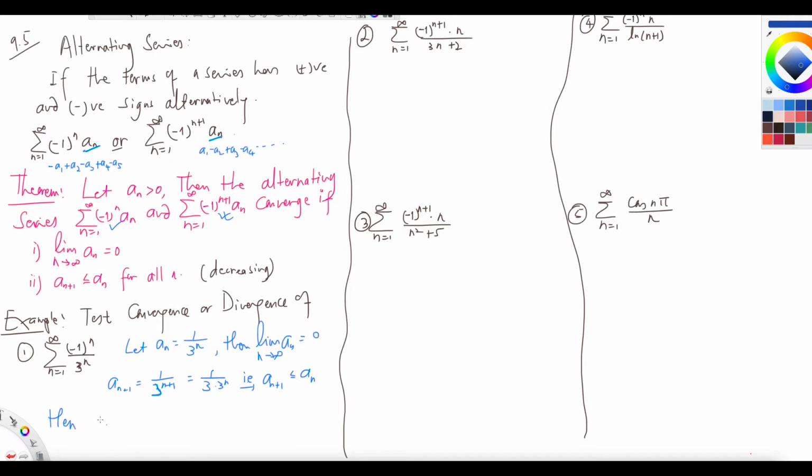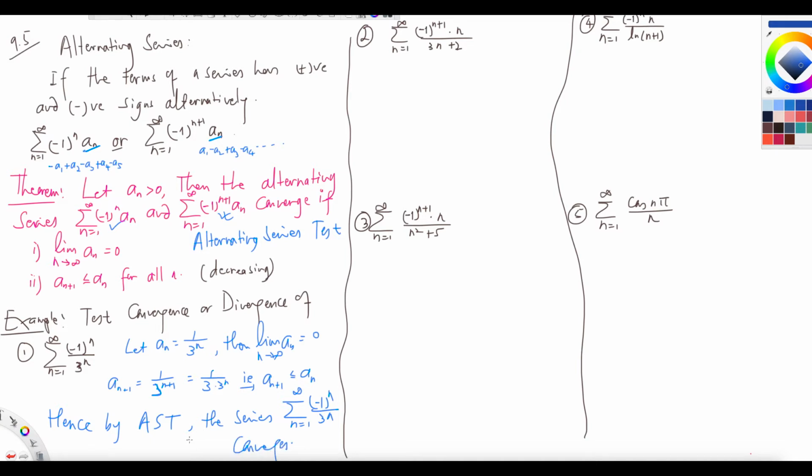Hence by the alternating series test, this is called the alternating series test. Hence by the alternating series test, the series summation n equals 1 through infinity of negative 1 to the n divided by 3 to the n converges.